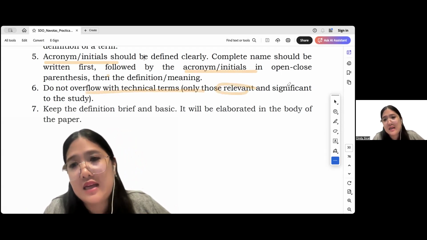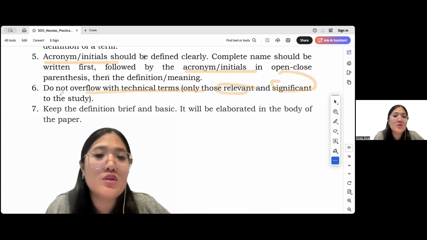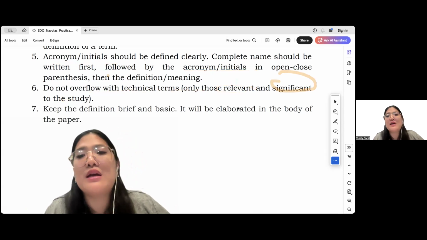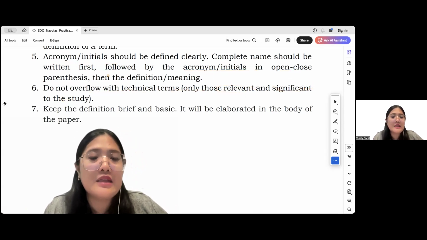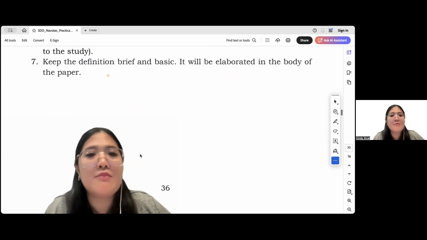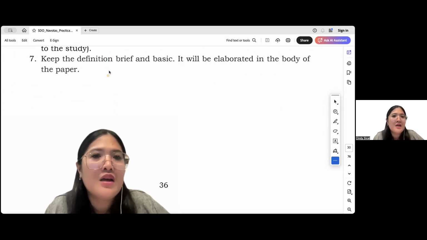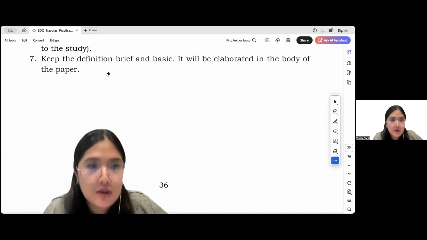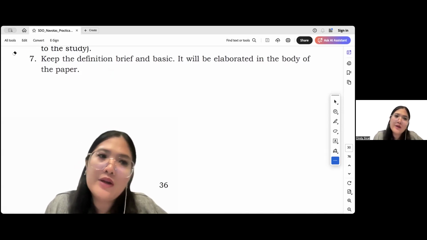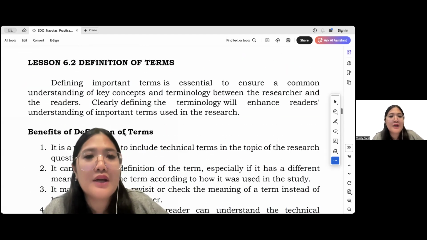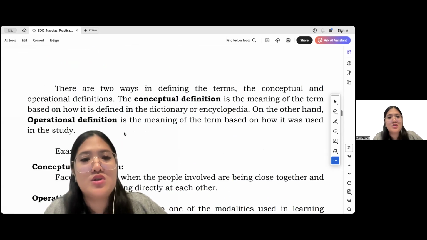And then do not overflow with technical terms. Only choose the selected and the significant to the study. And then, of course, keep the definition brief and basic. So it will be elaborated in the body of the paper. So it's important that it's brief and basic. Do not make an RRL out of it. Okay. Of course, you have to keep it simple. Okay. So I hope we're clear with that. So very easy, but again, very crucial to the research.